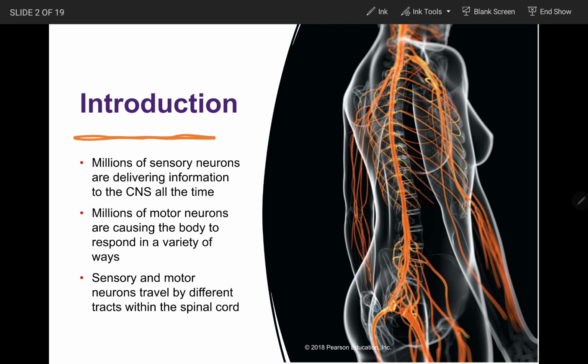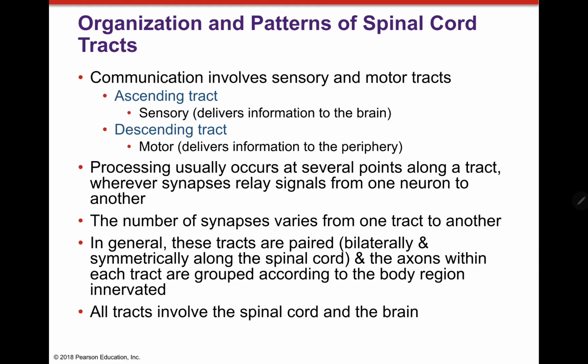And then there are millions of motor neurons that are causing the body to respond in a variety of ways. So we have sensory and motor neurons that are going to travel by different tracks, or almost different highways, if you will, within the spinal cord. When we're looking at the organization and patterns of the spinal cord tracts, these highways, communication is going to involve sensory and motor tracts.